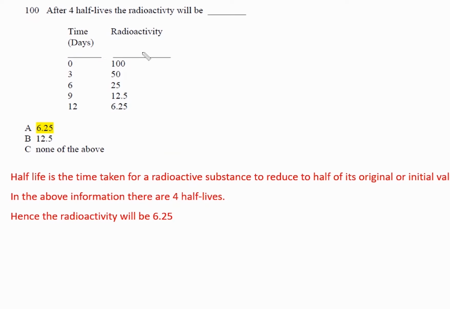Finally, question 100, you're supposed to identify the radioactivity after 4 half-lives. So let us count the half-lives. That's the first half-life, the second, the third, and the fourth. So the radioactivity is 6.25 after 4 half-lives.